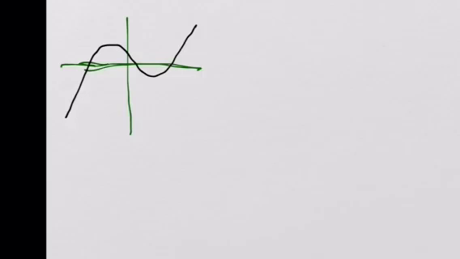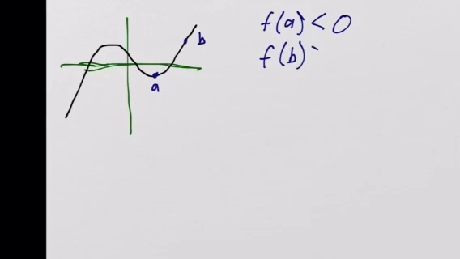So now that we've drawn this function, I'm going to pick 2 points on here. Here, we'll call that A, and we'll call that B. And we're going to note that f of A is less than 0, and that f of B is greater than 0.